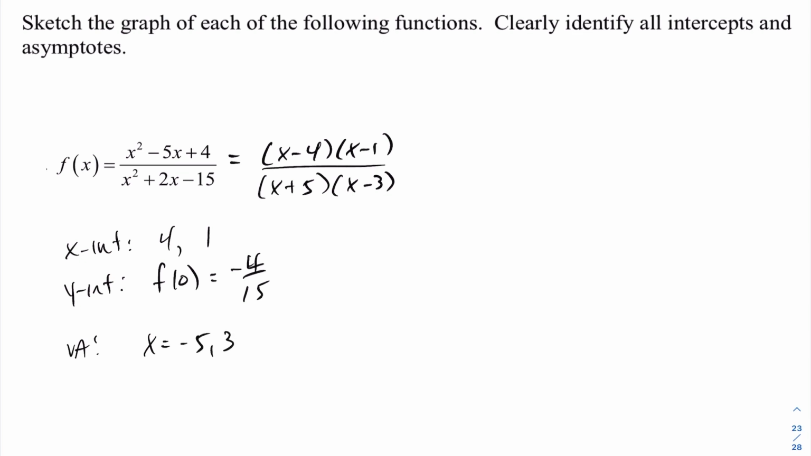And you'll notice here right away the degree of the top and bottom are both equal. They're both equal to 2. So we have a horizontal asymptote, and that's going to be the division of the leading coefficient of the top and bottom, which are both 1. So you end up getting a horizontal asymptote at 1. Let's go ahead and graph this and take a look.